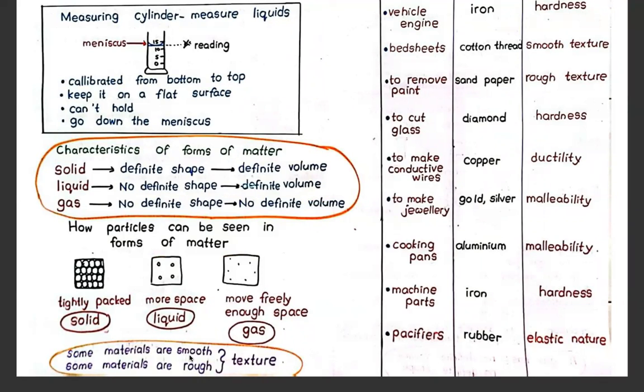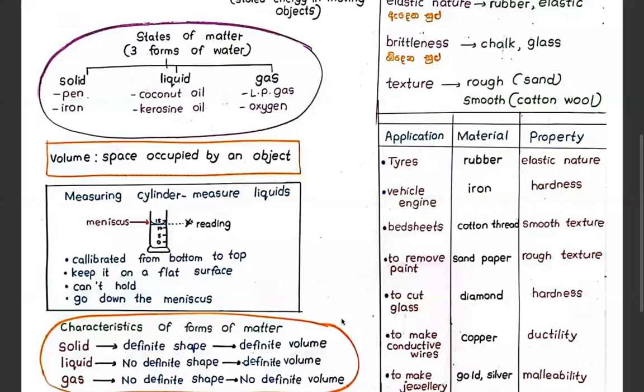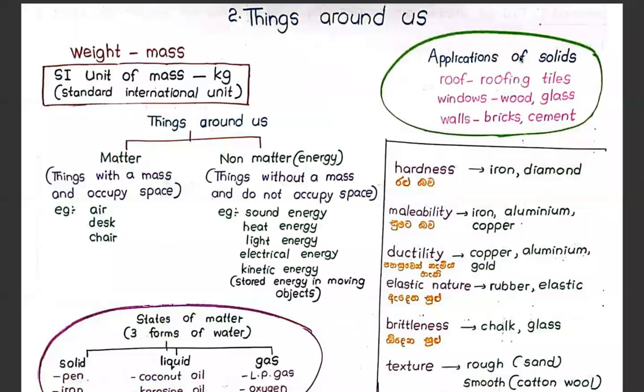Some materials are smooth, some materials are rough. When you take texture, some materials are smooth and some are rough. Okay, let's have a look at this one. Applications of solids. Applications means uses. Applications of solids, for example, the roof. Roofing tiles can be used to make roofs.